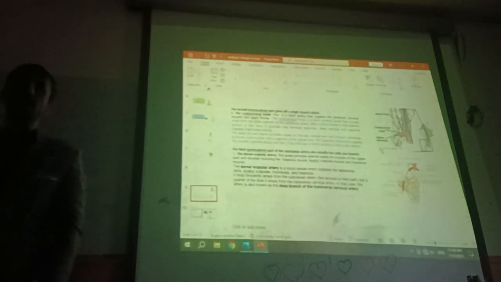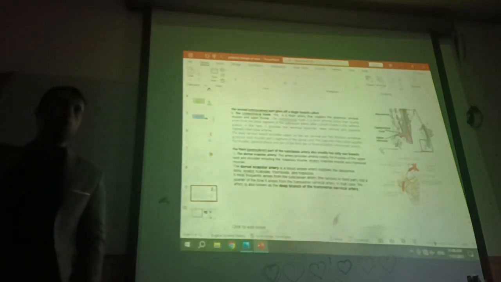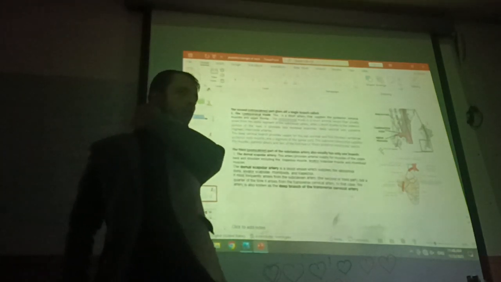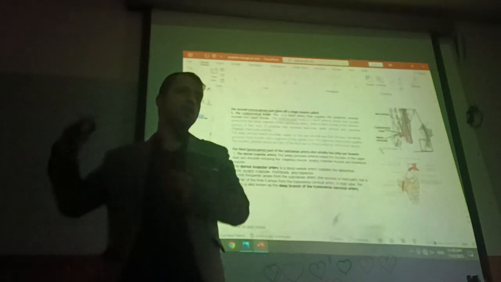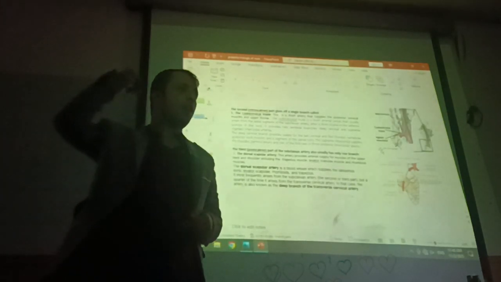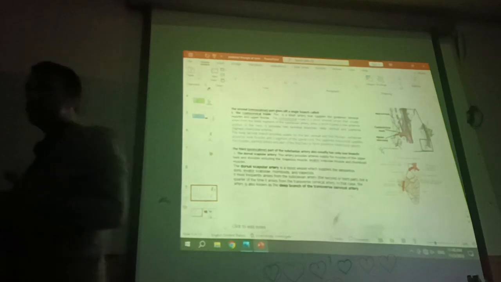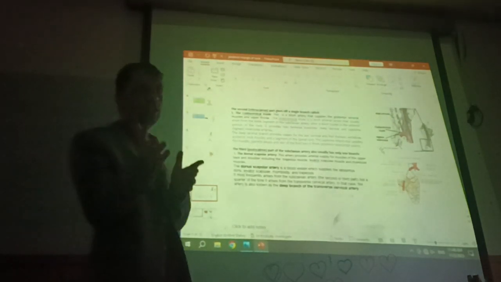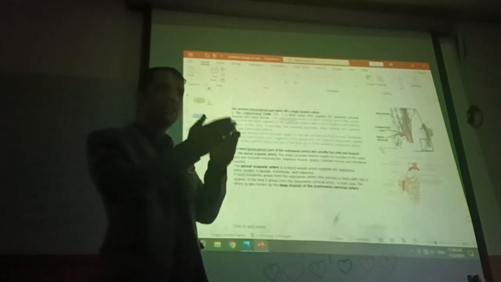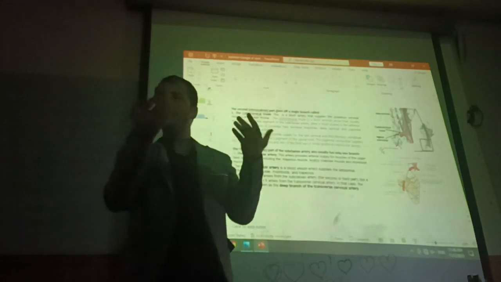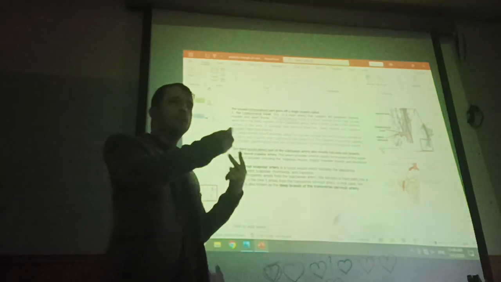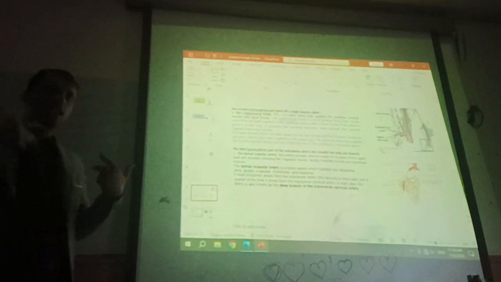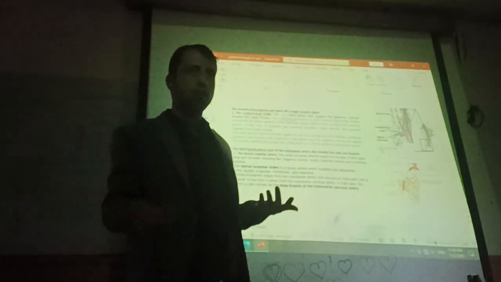The costal branch travels posteriorly from the pleura, from the cervical pleura, to arrive at the neck of the first rib. Okay? At the level of the neck of the first rib, it makes two branches. These two branches are the first and the second intercostal arteries.